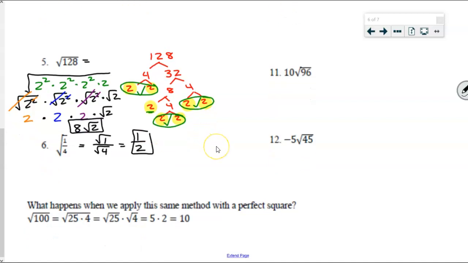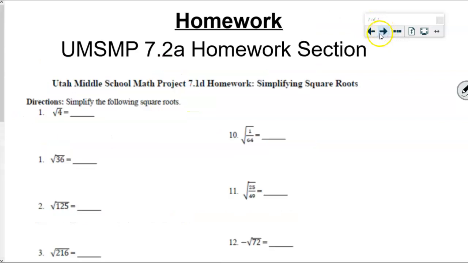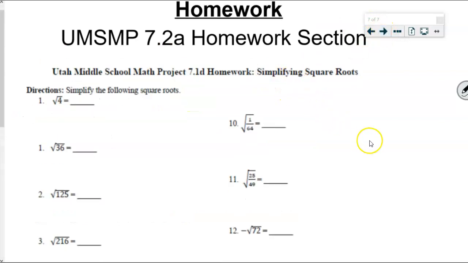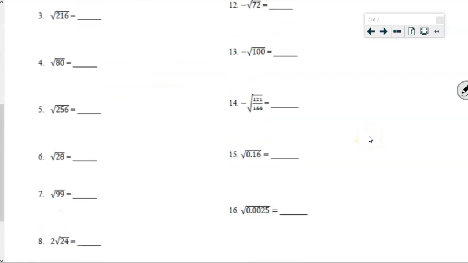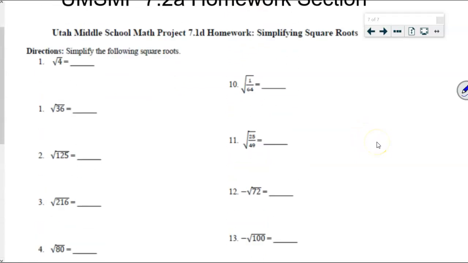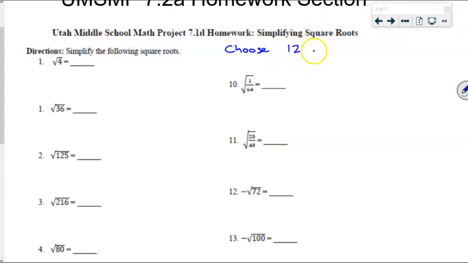Now, for the sake of time, we're going to stop here. Your homework is this homework section. I will let you choose 12 problems. Maybe don't make it the first 12. Those are going to be the easiest 12. So maybe do a couple from the end. Okay? Choose 12 problems. That's it for today's lesson.